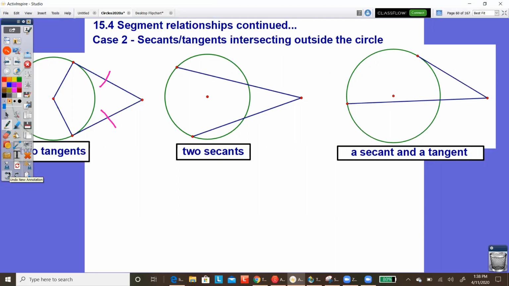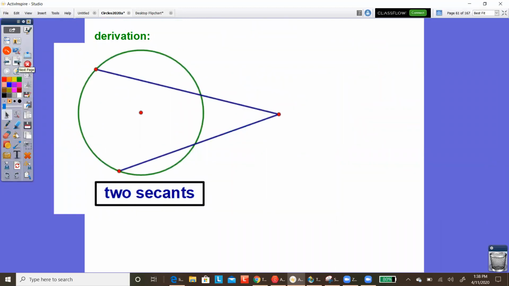The secant and tangent case, in my opinion, is just a special version of the two secants. So I'm going to show you the two secants derivation. So for this one, what I'm going to do is draw in again. I used similar triangles before when I was using two chords. I'm doing similar triangles as well.